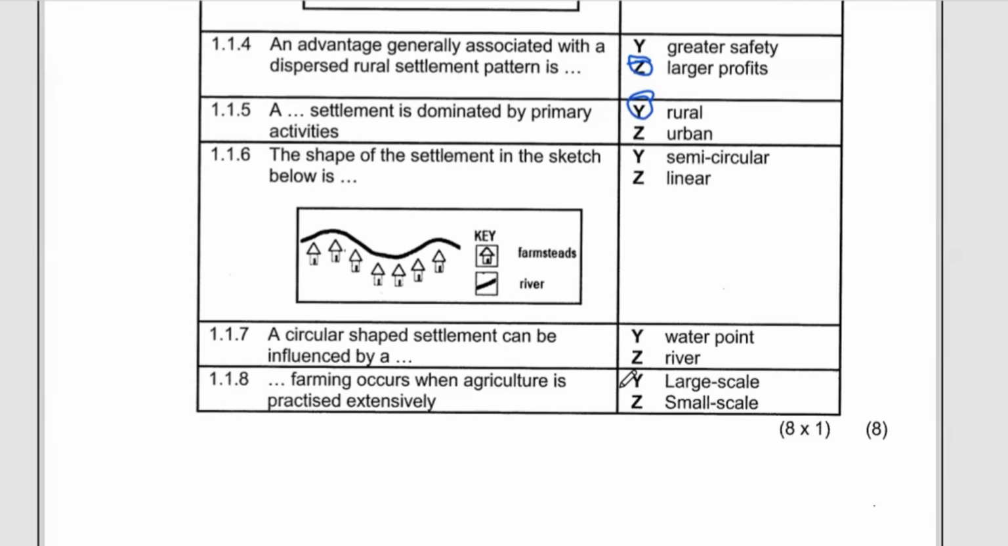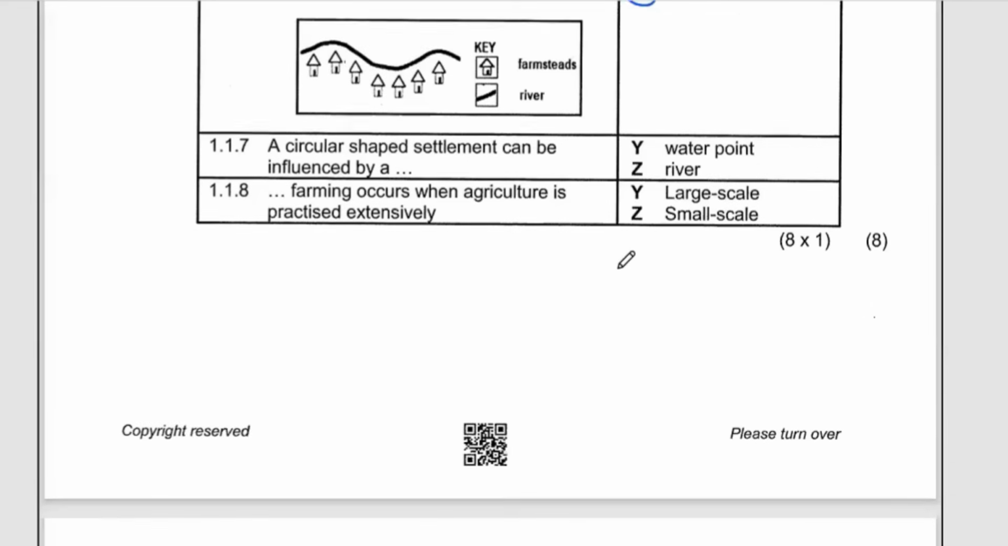The shape of the settlement in the sketch below is, if we try to check there, what kind of settlement? The settlement is happening along a river, and you can see that the farmsteads are in a line along the river. So that is a linear settlement. Right, moving on to the next question.